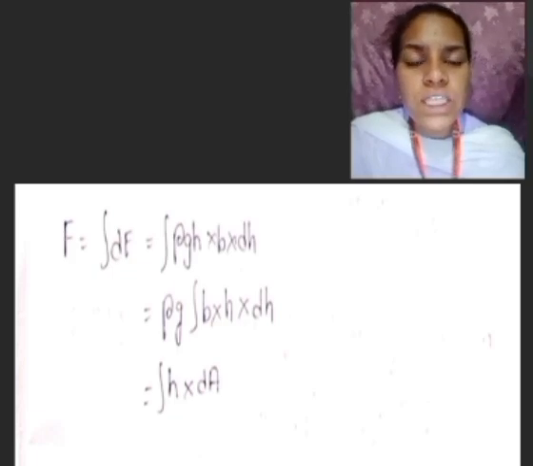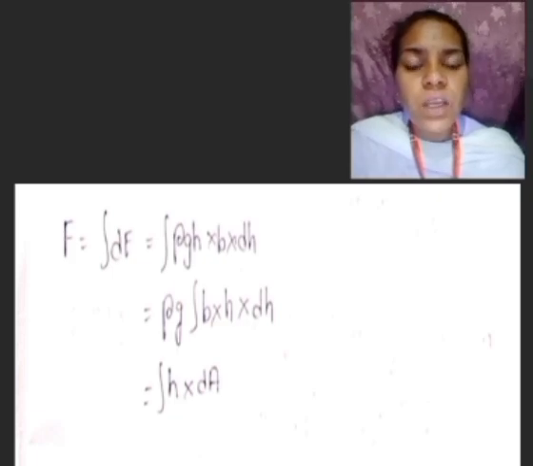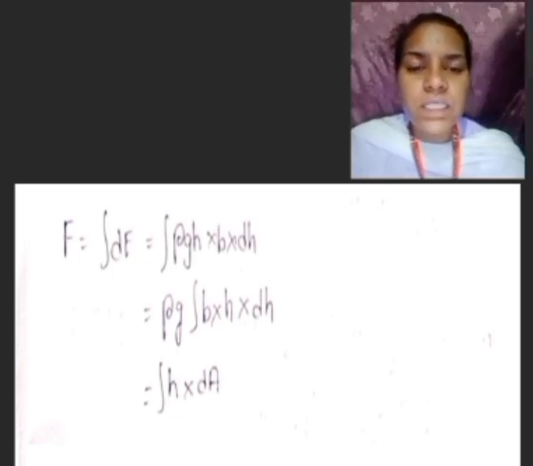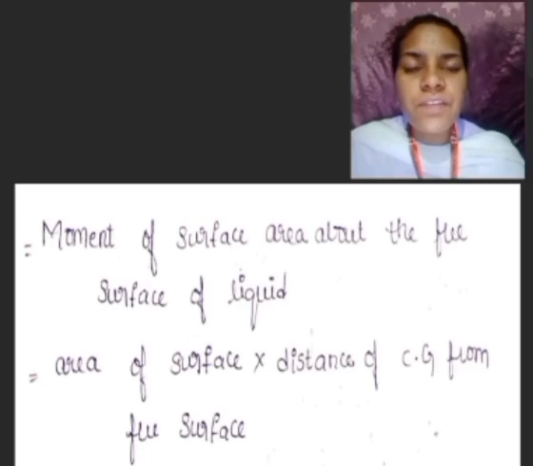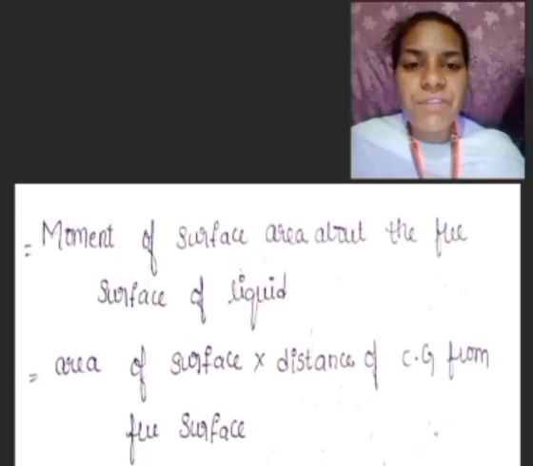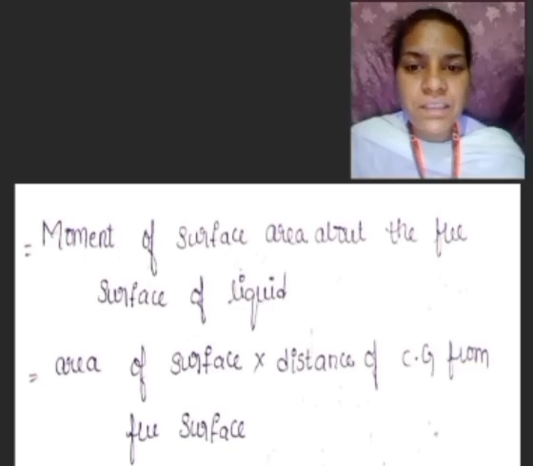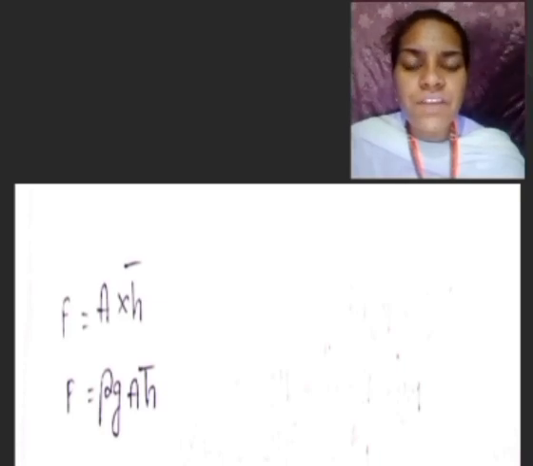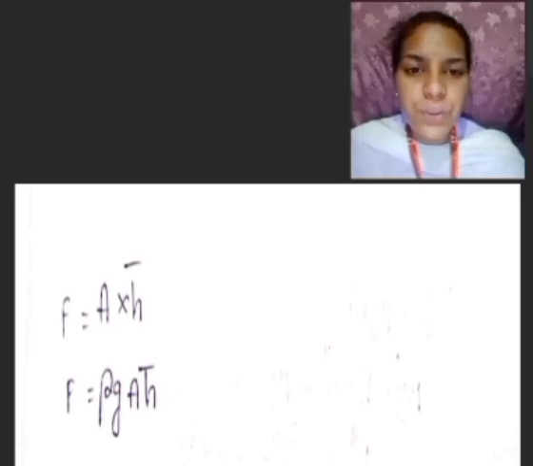We know H into dH is equal to dA. Substituting in the above equation, rho Z integral B into H into dH is equal to integral H into dA. This is the moment of surface area about the free surface of the liquid, which is the area of the surface into the distance of the center of gravity from the free surface. F is equal to A into H star, so F is equal to rho Z A H dash. This is the equation for total pressure.